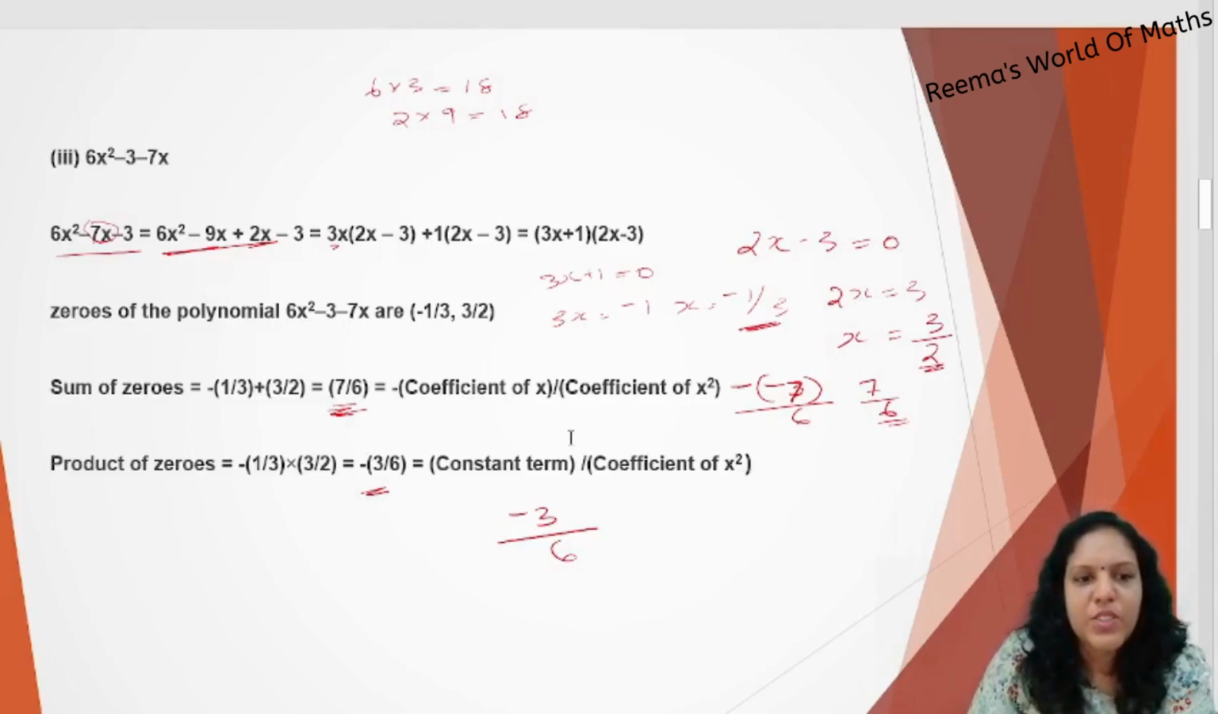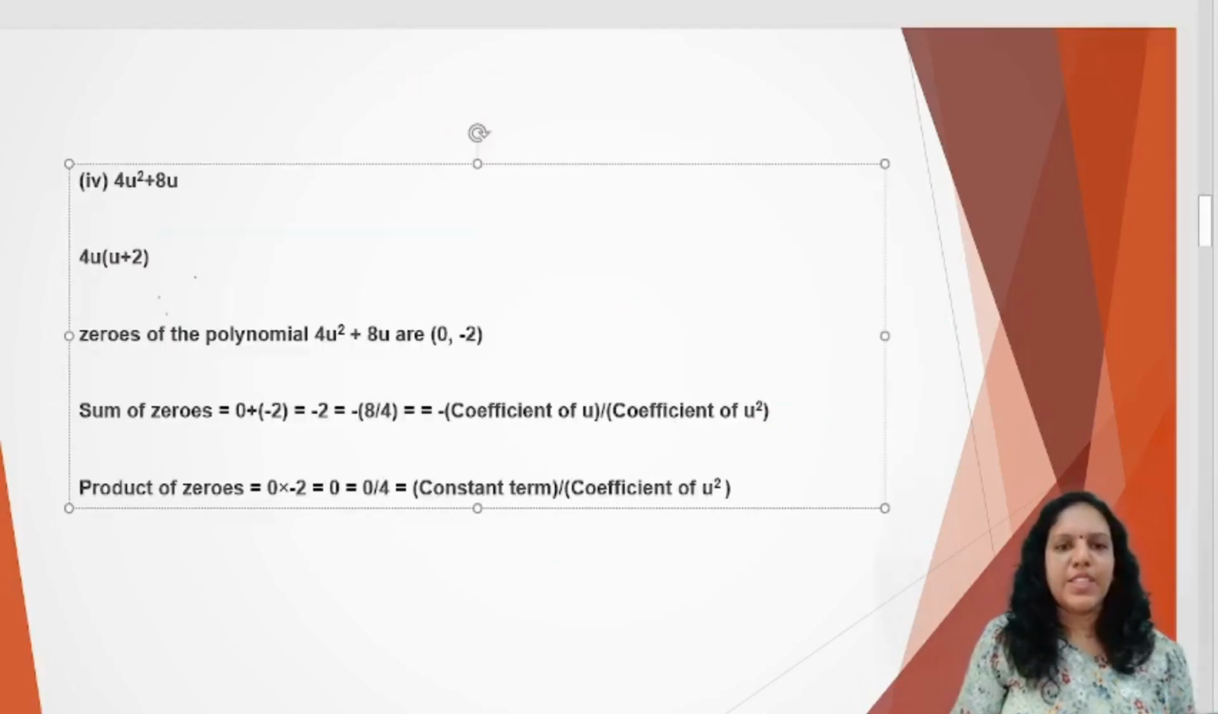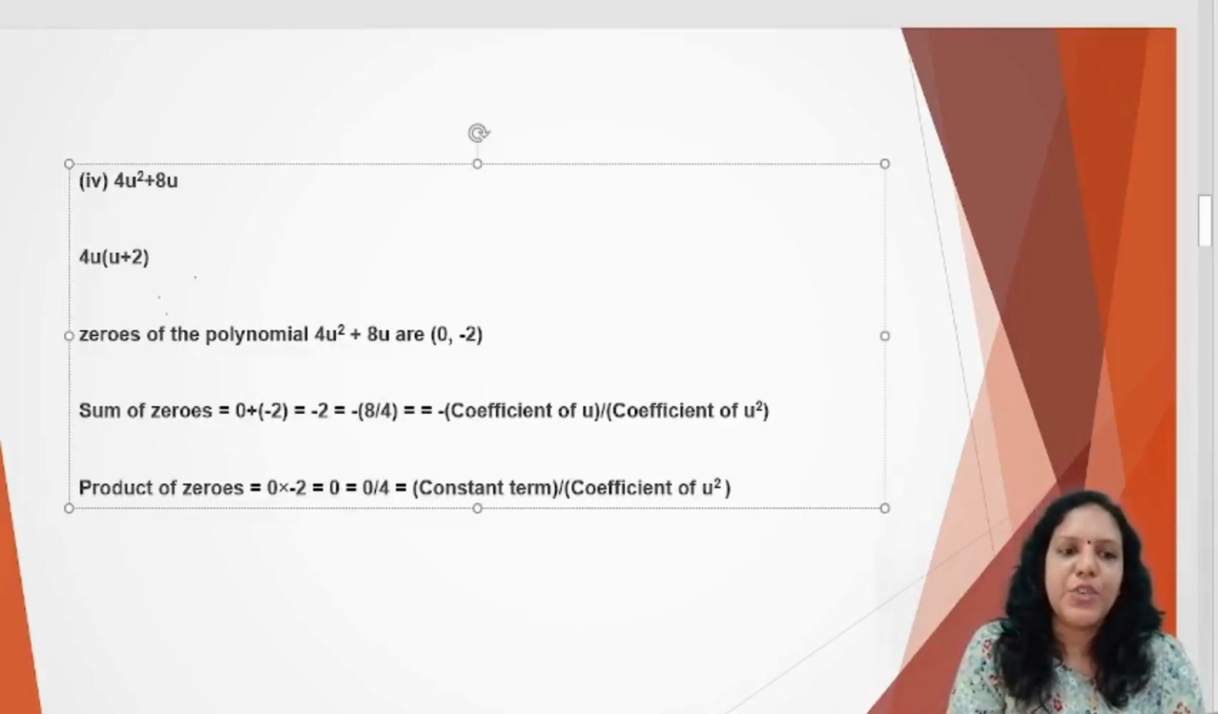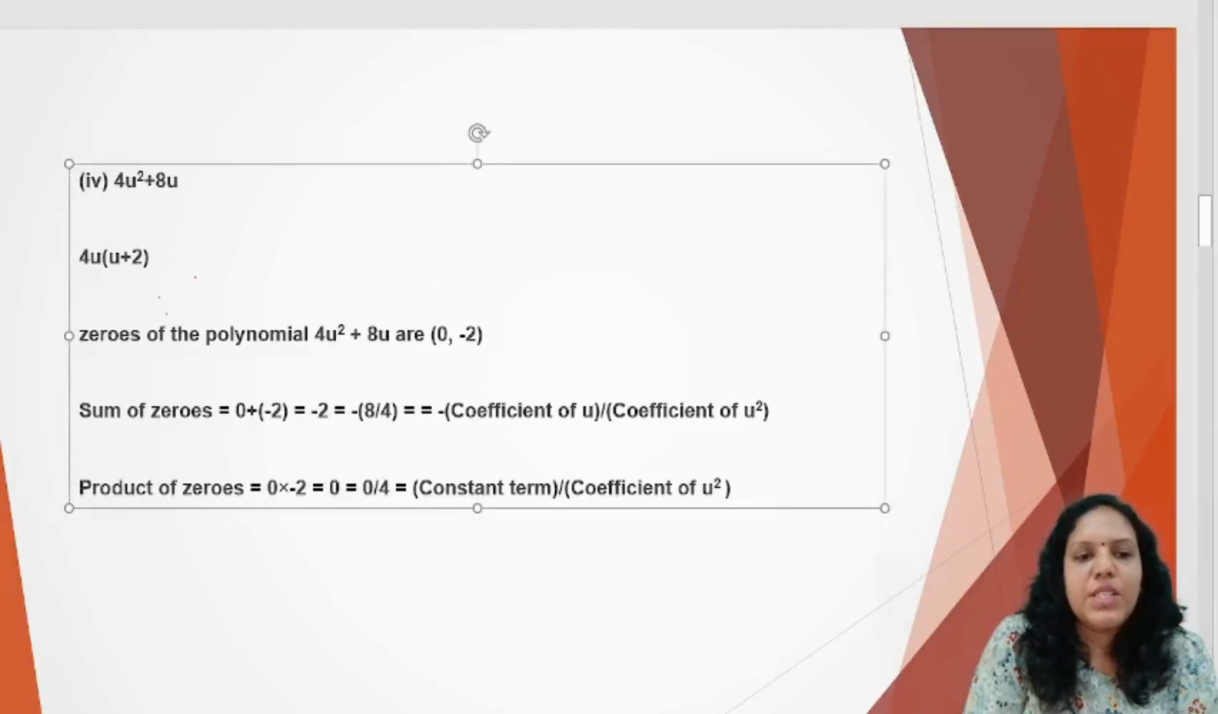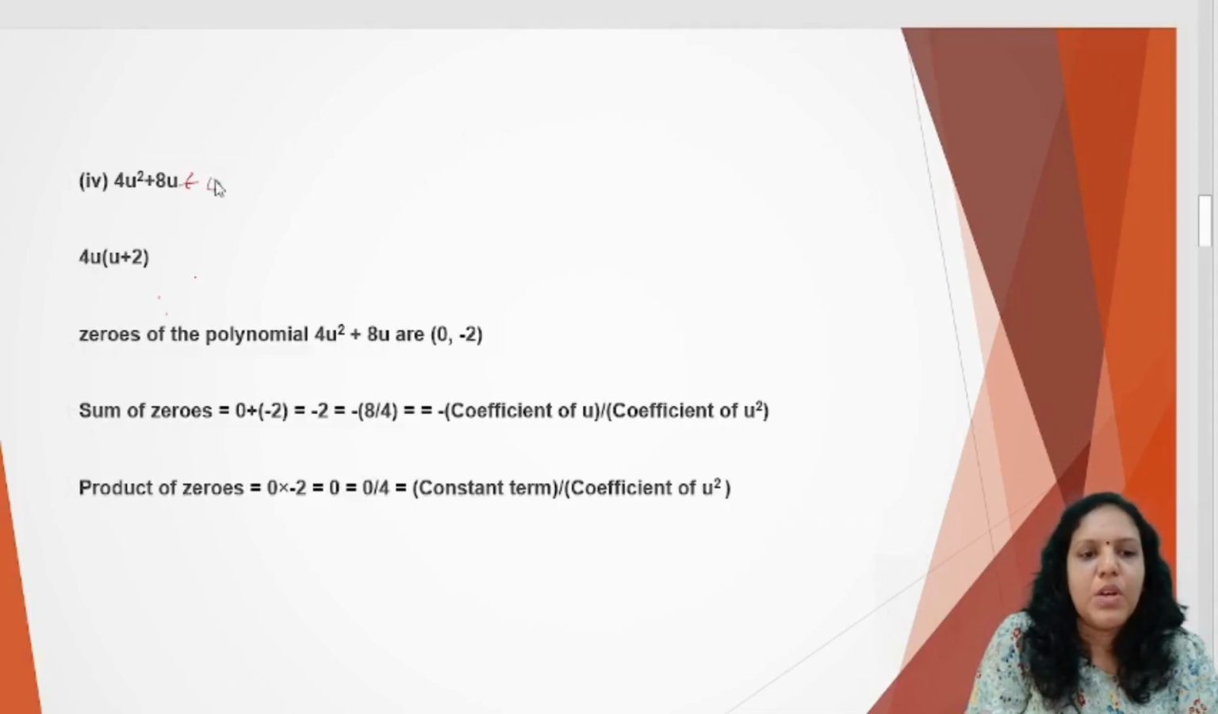Let's move to the next question, which is 4u squared plus 8u. There is no constant term, so we can assume it as 4u squared plus 8u plus 0. Now in 4u squared plus 8u, we have 4u as common. Taking 4u outside, what is left over is u, and taking 4u from 8u, we have left 2. So 4u multiplied by u plus 2, so u plus 2 is a factor of this polynomial.